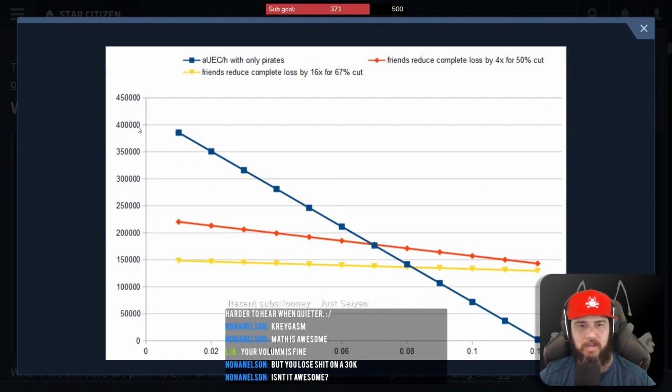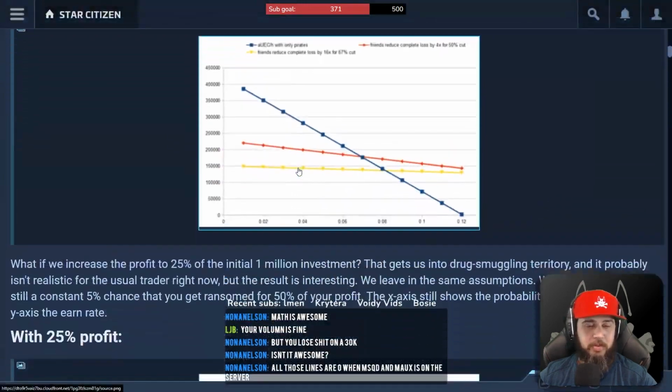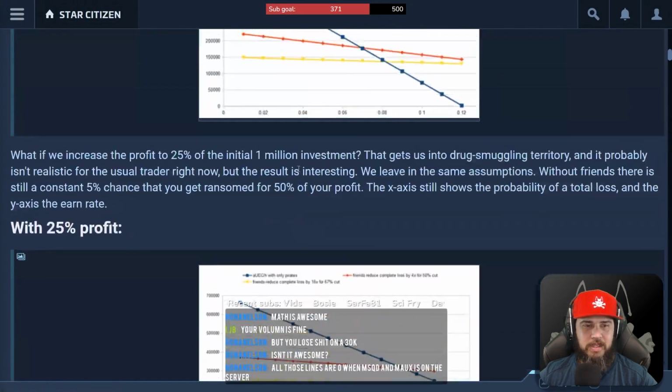Yeah, I love this graph that has nothing being depicted. I'm assuming this is your profit margin. Like, what are these axes supposed to be representing? Alpha UEC per hour with only pirates. So this does not represent time. I know, I feel like either I'm too stupid to work out what these guys are talking about, which is quite possible, or, you know, like these guys are making stuff up.